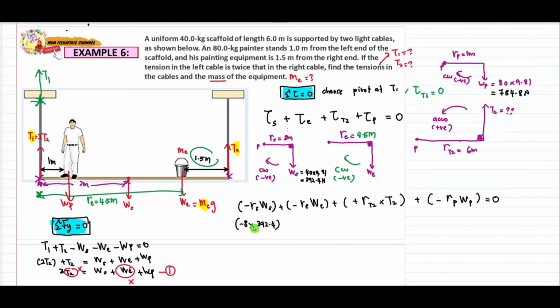Okay, times, plus. So that plus will become negative. Plus minus negative RE 4.5 times WE, the weight of the equipment, unknown, plus RT2 is 6 times T2, also unknown. Okay, interesting question, there are already two unknowns. Minus RP is 1 times the weight of the painter, 784.8, equal to 0. Okay, so we can solve this.